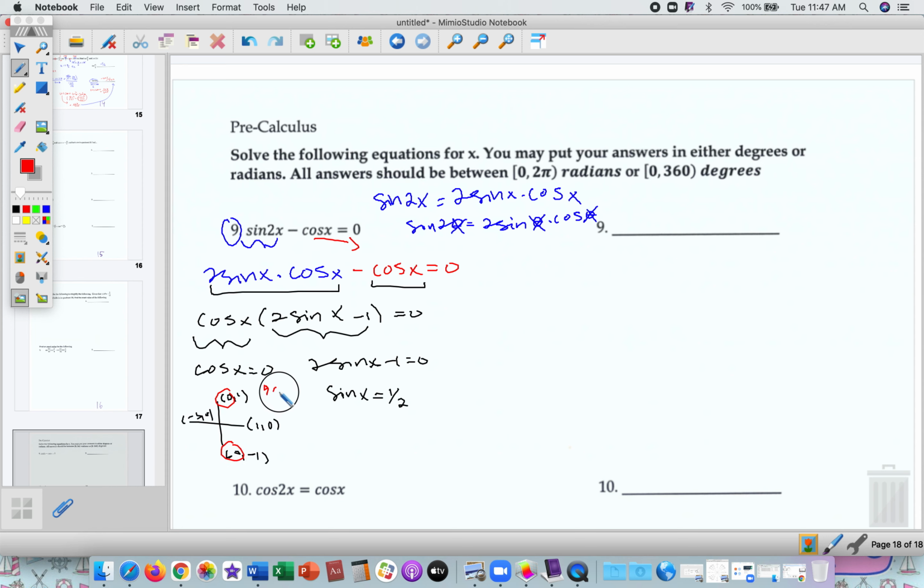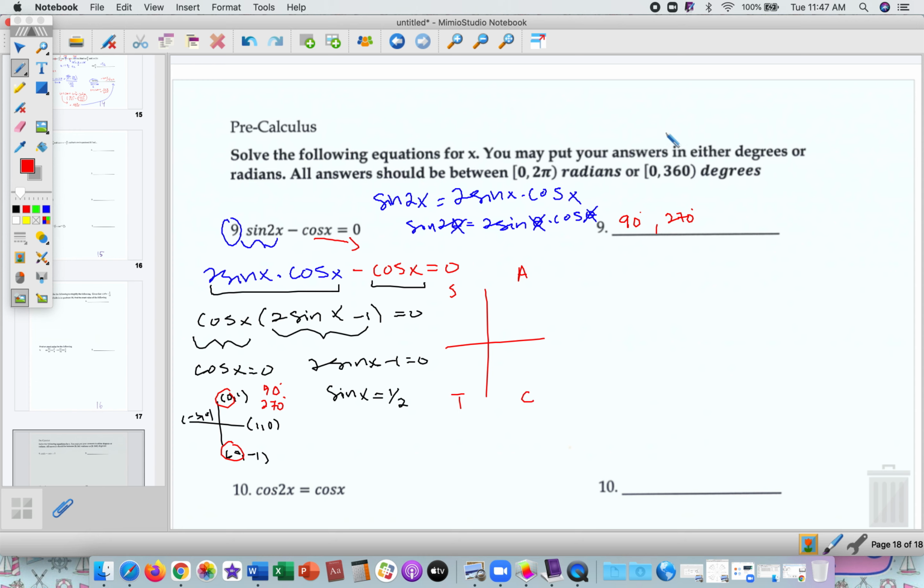So we would say 90 and 270. Come over here, we'll write 90 and 270. And then where is sine 1/2? So we're talking about positive sine. We know there's going to be 2 quadrants where sine is positive 1/2.